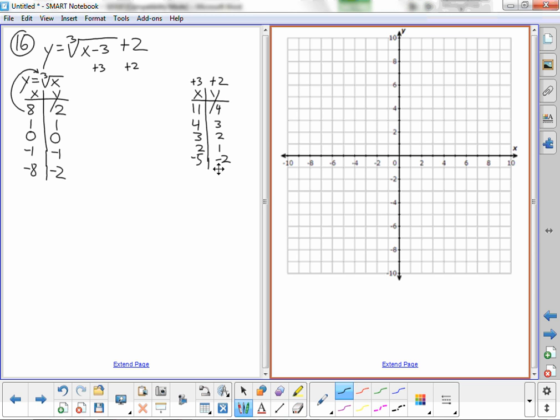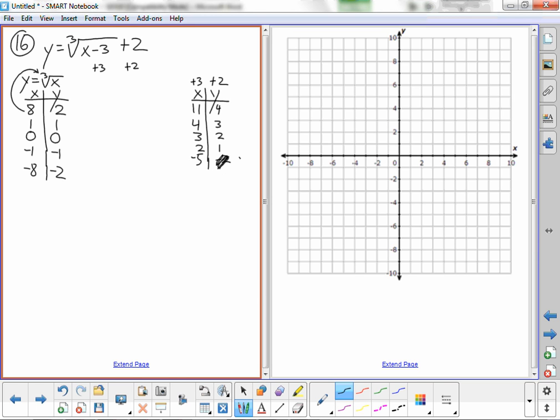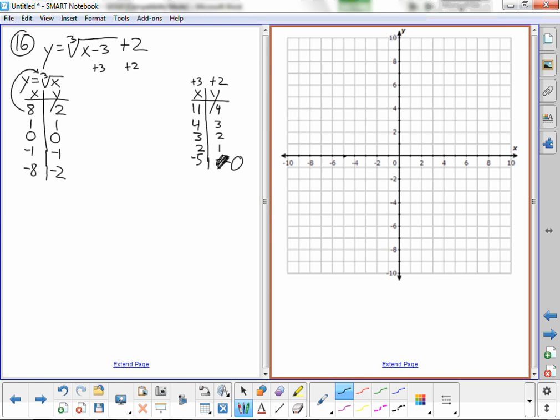Here, so I added 2, it's 4, 3, 2, 1. This is a 0. Okay. So negative 5, 0 is right here. 2, 1 is right here. 3, that's not 2, 1. See what happens when you rush? That's what I'm trying to show you guys.